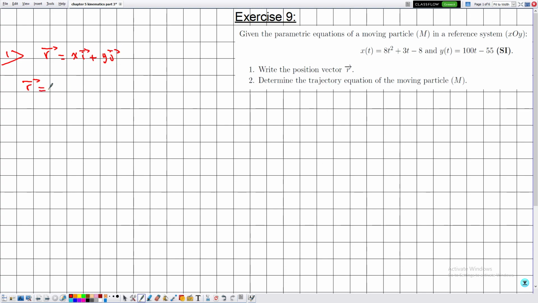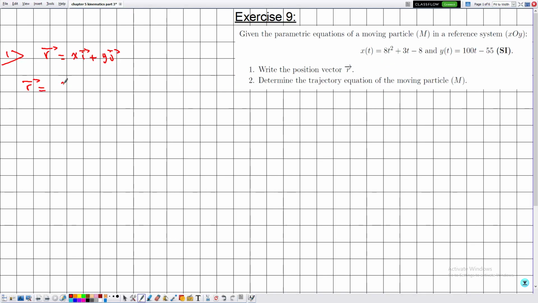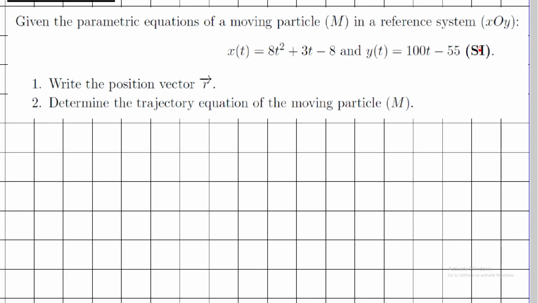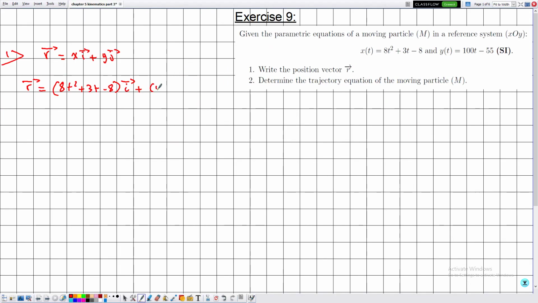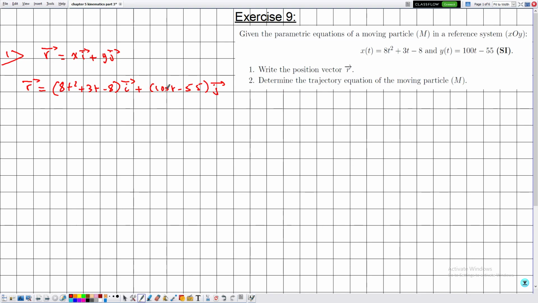So for the vector r, the x component is given by this expression: at squared plus 3t minus 8, multiplied by the unit vector i, plus, as for the y, 100t minus 55. And we don't forget the unit vectors i and j, because this is a vectorial equation. The vectors must exist on the left and on the right. So this is the position vector.